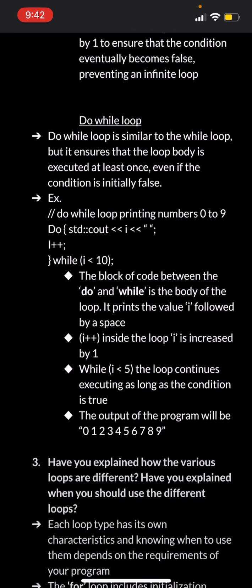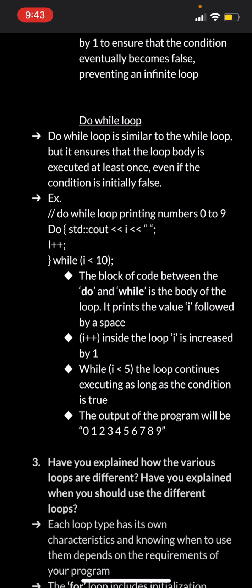A do while loop is similar to the while loop, but it ensures that the loop body is executed at least once, even if the condition is intentionally false. So for example, the do while loop printing number 0 to 9: do std::cout << i << " "; i++; while i < 10. The block of code between the do and while is the body of the loop.